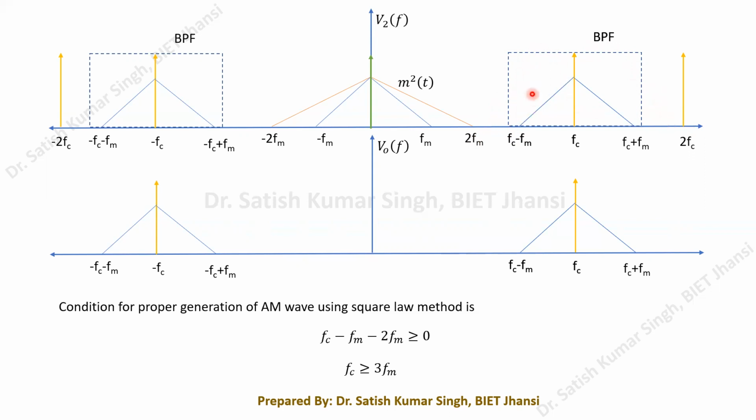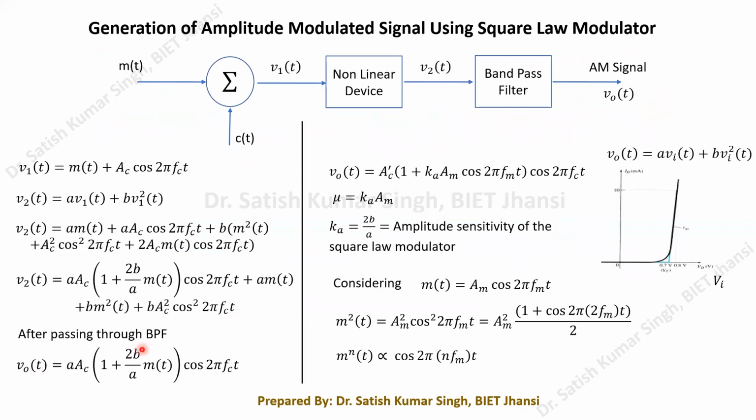Here you can see that we have taken the ideal filter characteristics. The filter has been taken in such a way that only the required frequency components will be selected and all other frequency components will be rejected. So all this portion is going to be rejected by the filter. After passing through this filter, we are going to retain only these frequency components, which are the same as the required frequency spectrum for conventional AM. So this is what we need.